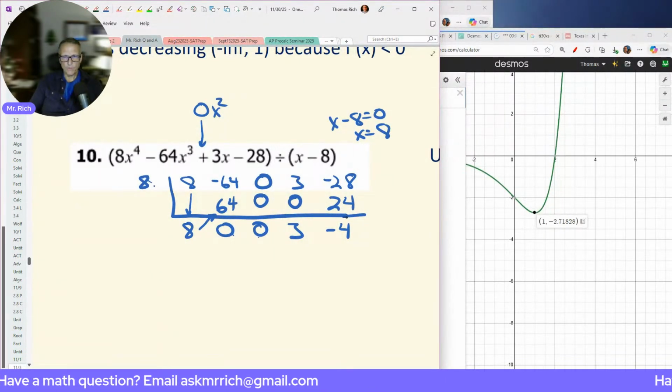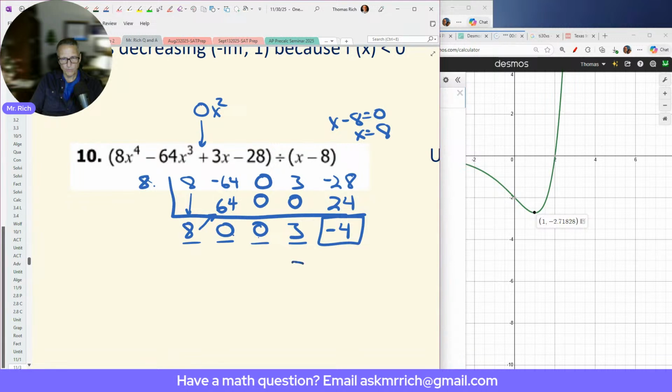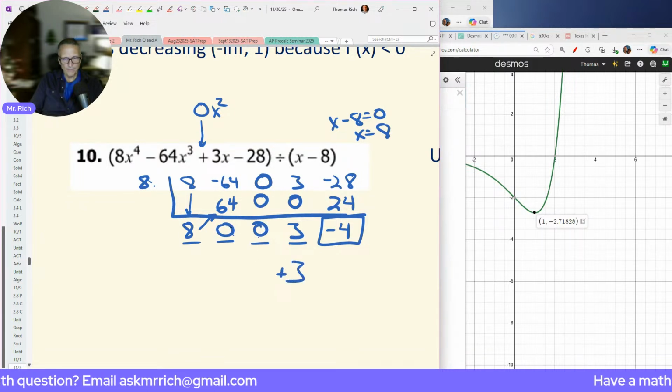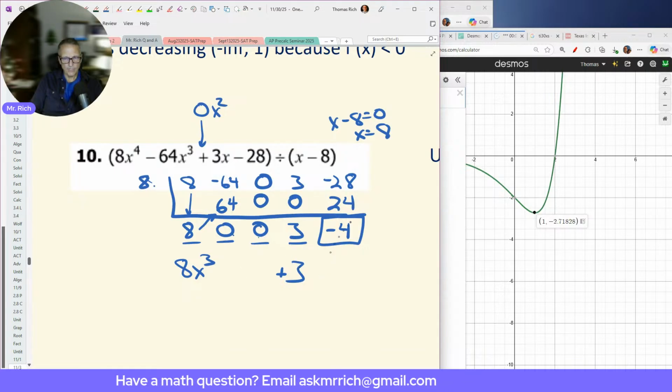And this is our remainder right here. So to write the answer, these are the coefficients to the answer, where this one will be the constant 3. This would be my x term. That would be my x squared coefficient. That would make an x cubed. So this is 8x cubed plus 3.